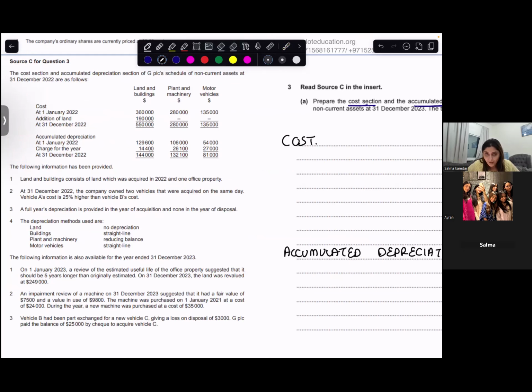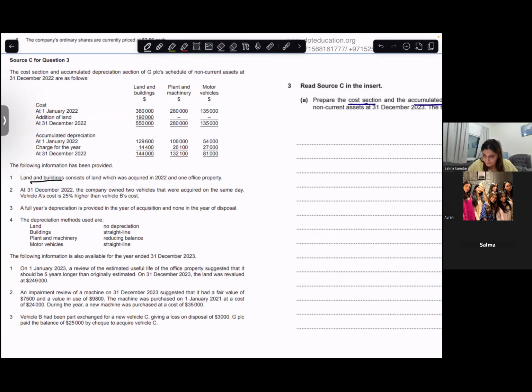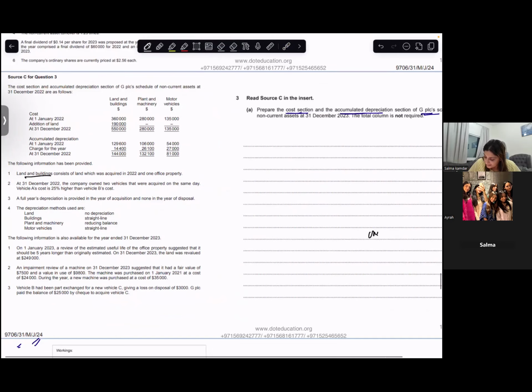So now they are saying land and building. Can you please read this? Land and building consists of land which was acquired in 2022 and one office property. So I have land and building. What is the cost of my land and building? It is 360,000.